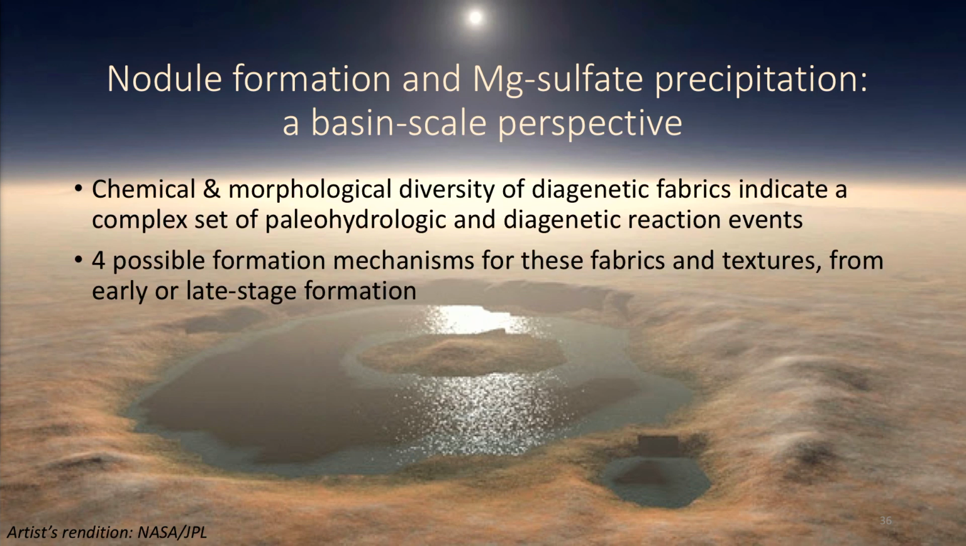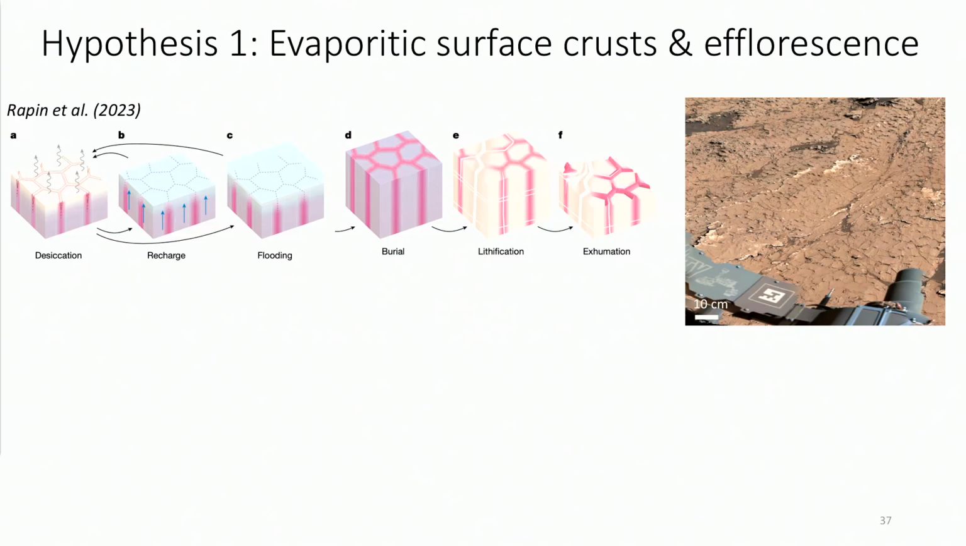So this first point is just to demonstrate that these amazing diagenetic textures that we see and their distribution are pointing to a pretty complex hydrological system that we're dealing with. And so I think that begs for a creative explanation, and I think it's important to do our due diligence and think about all of the different formation mechanisms that could be at play here. So I'll present 4 hypotheses.